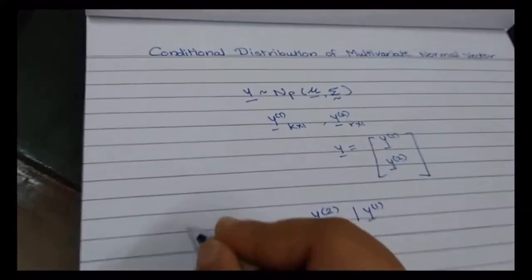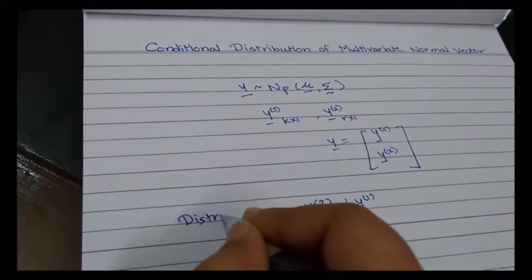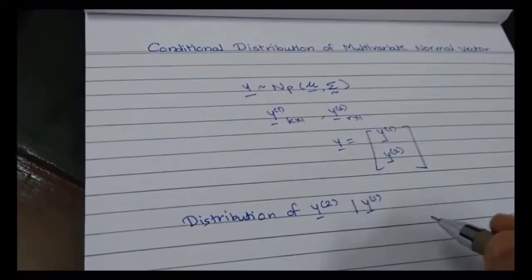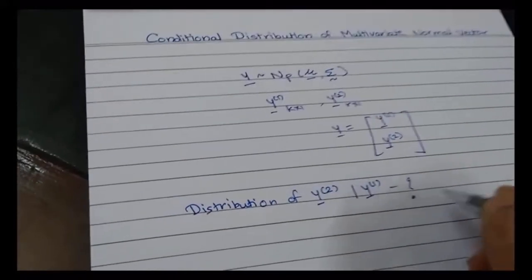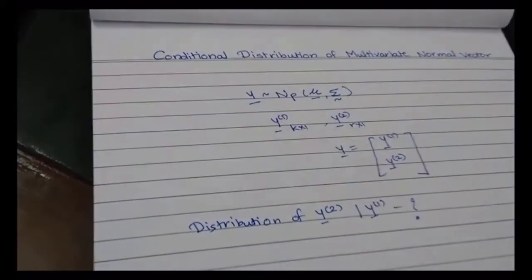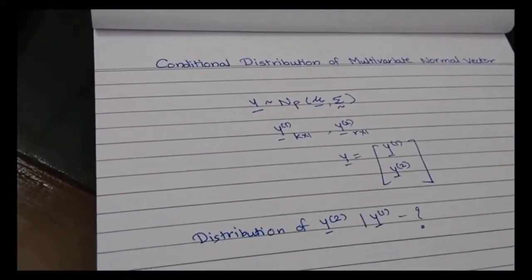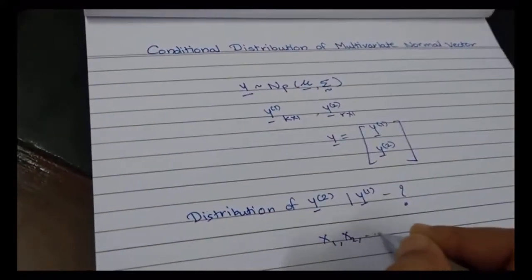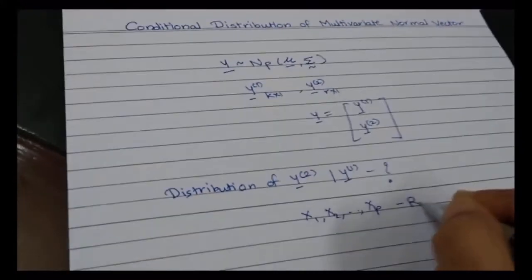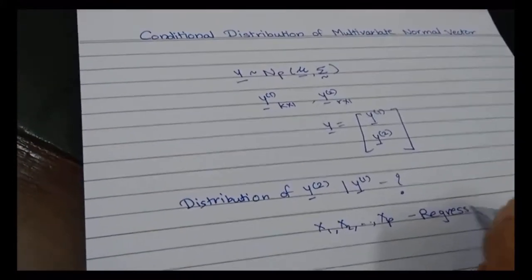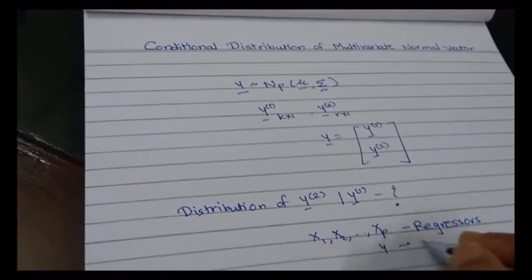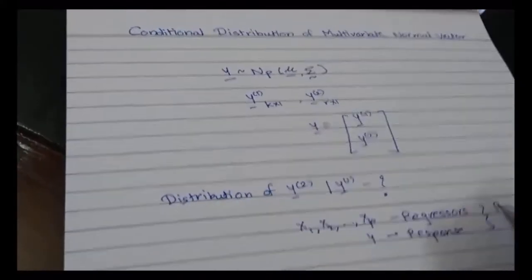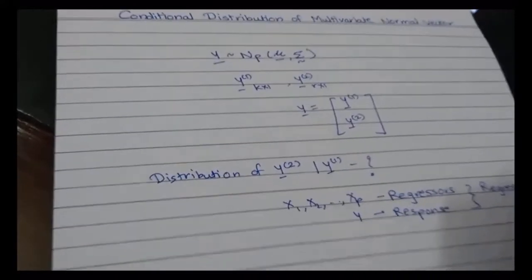Okay, so we are interested in finding the distribution of y2 given y1. So where is this needed? First of all, you are all familiar with the regression setup, where you might have something like x1, x2, xp as regressors, and then y is your response. This happens in your usual multiple linear regression setup.